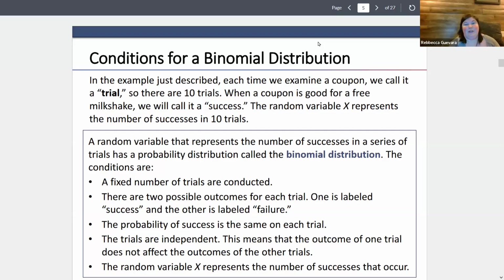So one of the things you have to learn with binomial distributions is that your success is not always going to be the positive event, it's the event that we're interested in happening.